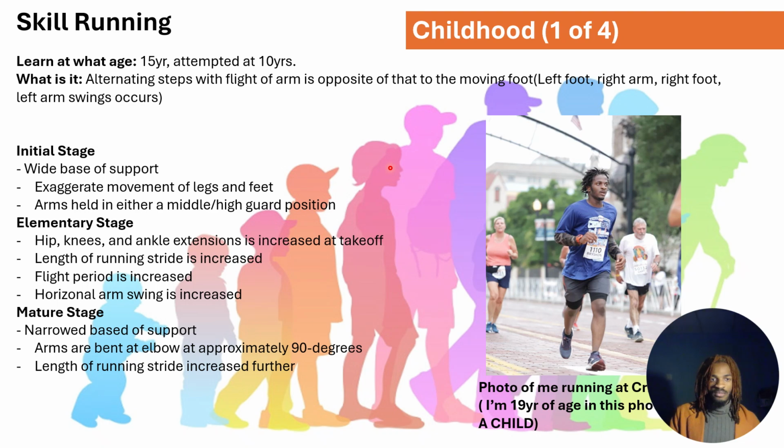In my initial stage of running, I had a wide base of support. My arms were moving really quickly, and not in a smooth, coordinated way. My arms were held in the middle or high guard position. While I was in the elementary stage, my hip, knee, and ankle extension increased. The knee in my stride also increased. My foot plant also increased, and my whole arm swing also increased. And then I got to the mature stage. Even my base of support became little. I had a little base of support. My arm was able to bend at a 90-degree angle, and then my stride length also increased as well.